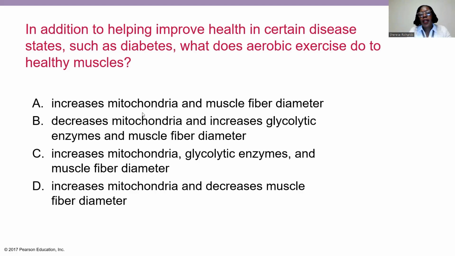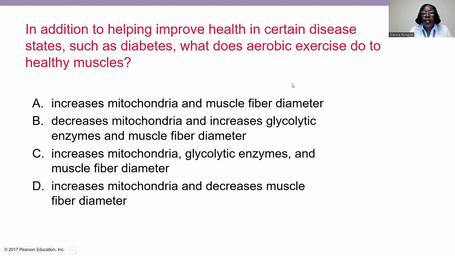Because if you increase the mitochondria, then you're increasing the reliance on oxidative phosphorylation. And we know that that process requires oxygen. So if you were to increase the mitochondria, then you need to decrease the fiber diameter, because the fiber diameter is a barrier for that diffusion of oxygen. So A already has conflicting features, right? Let's see, B, decreases mitochondria and increases glycolytic enzymes. We know that is not true.